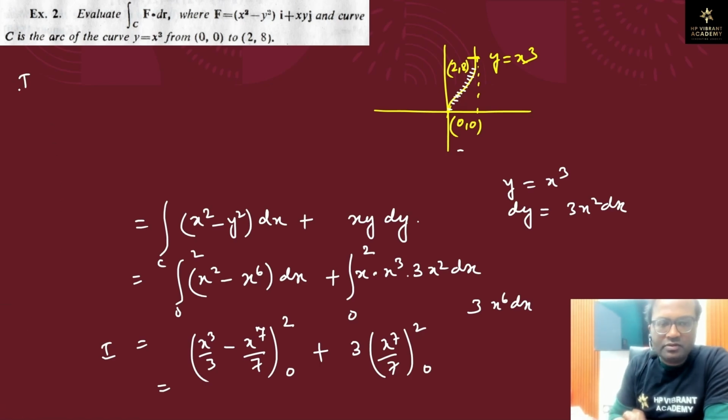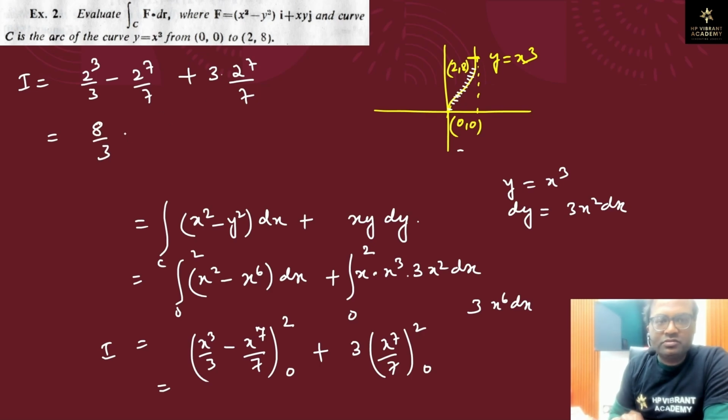So we have the value of I as 2 to the power cube upon 3 minus 2 to the power 7 upon 7 plus 3 into 2 to the power 7 upon 7. So this will be equal to 8 upon 3, and this will be 2 times of 2 to the power 7 upon 7. So this will be equal to 8 upon 3 plus 2 to the power 8 upon 7.